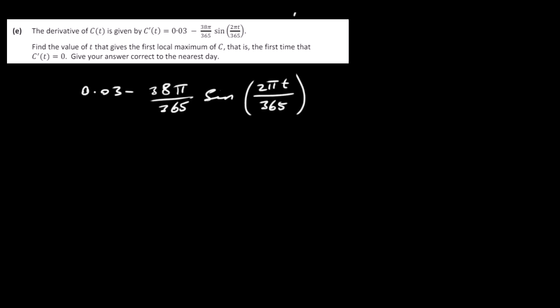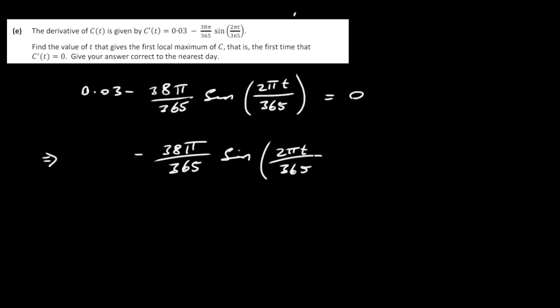Okay, so let's do that. So we've got to write down the function first. So we've got to take 0.03 minus 38 pi over 365 sine 2 pi t over 365. We want that to be equal to 0. So let's just solve this. So the first thing I'm going to do is bring this over to the other side. So that'll give me minus 38 pi over 365 sine 2 pi t over 365, and that's equal to minus 0.03.